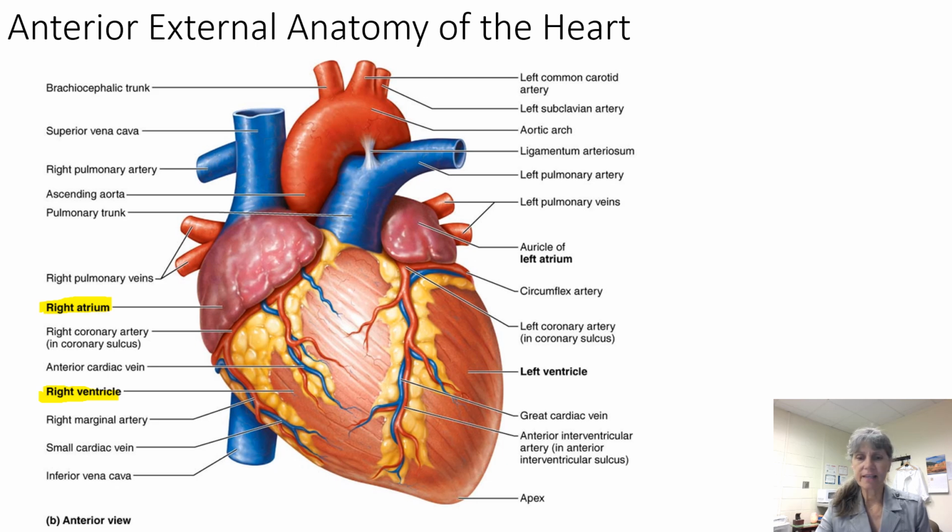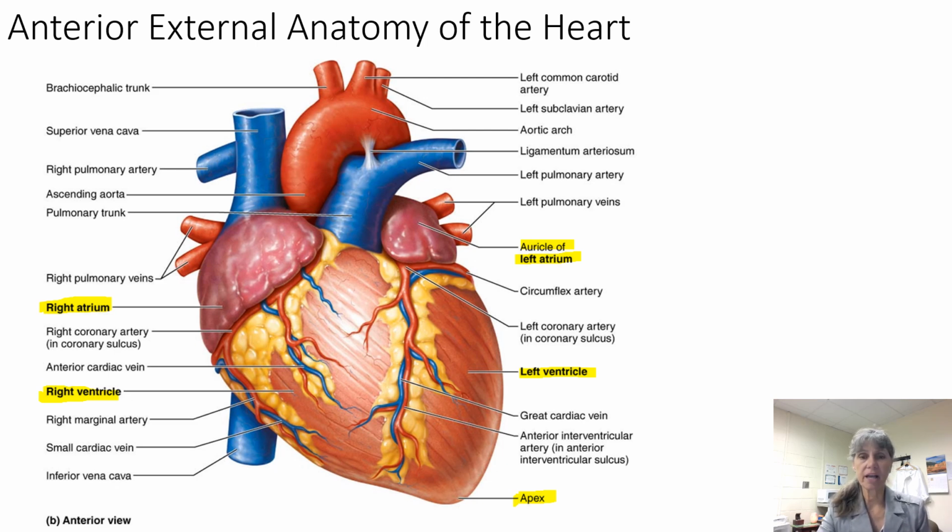Moving around, we see the apex of the heart, as well as the left ventricle, and the left atrium, and more specifically, it's pointing to the auricle of the left atrium. Both of the atria have ear-like flaps known as auricles to help give a little more volume to the atria themselves. We don't see the auricle of the right atrium in this particular picture.